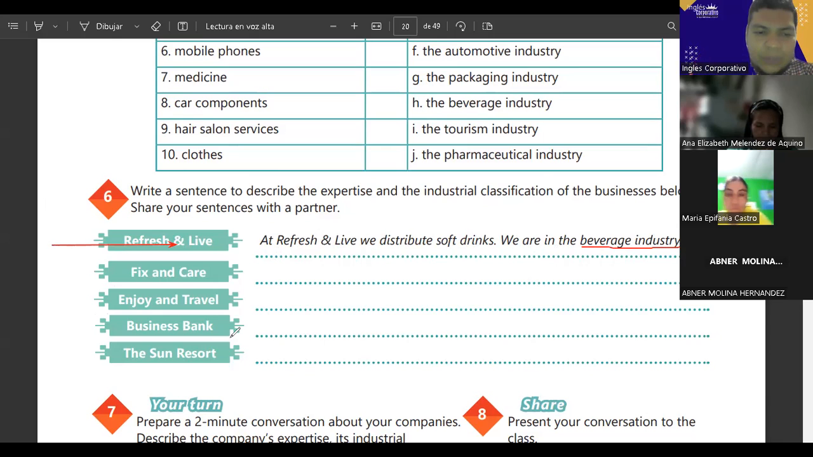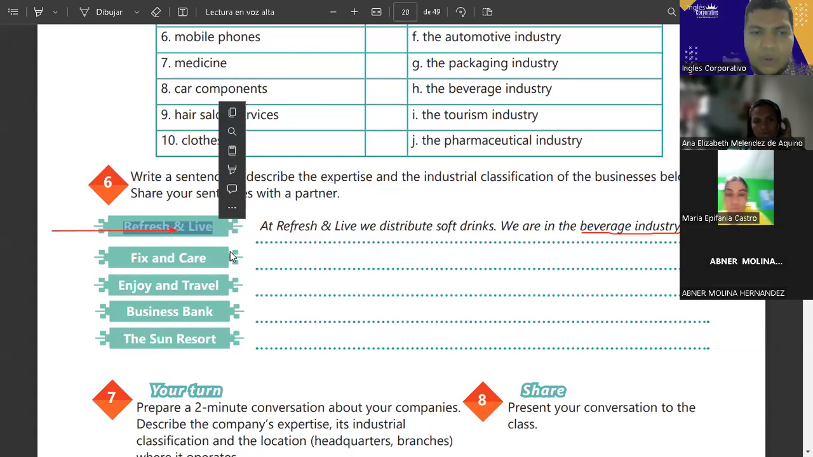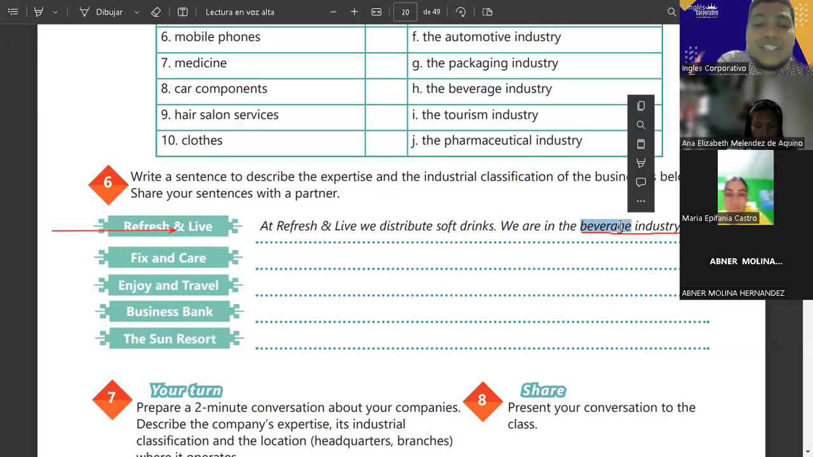So like this one, what is the next one right here? Let's see if we can do it. ¿Entendemos qué vamos a hacer? Ese es el nombre de la compañía. Y luego, ¿a qué industria ustedes creen que pertenece esta company that we have here? So, Refresh and Leaf, ¿pertenecen a la industria de? What is beverage? Bebidas. Good.